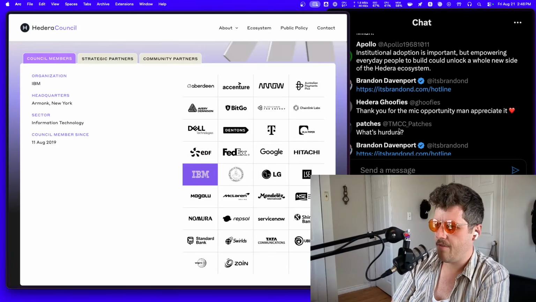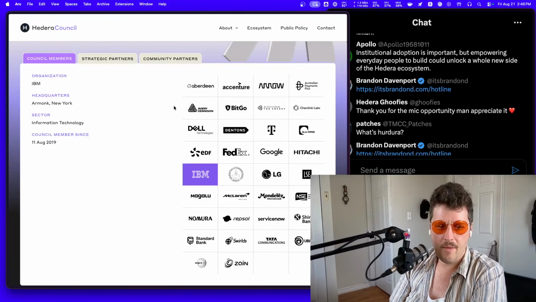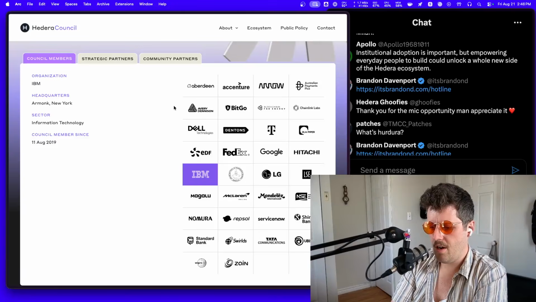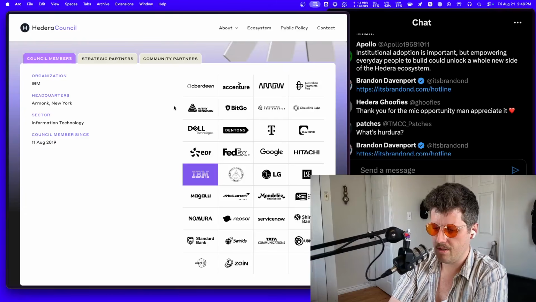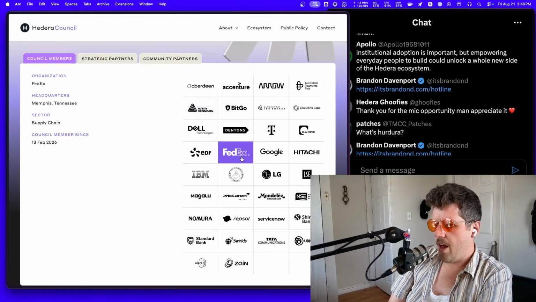Also, to jump in chat if anyone's, we've just gone full, I'm deciding to go full Hedera autism right now. So we will get back to the Hedera war room shortly, but right now we're just doing some deep dives and studies into the system. EDF, FedEx also joined, so FedEx should be building some stuff, so that's going to be cool.